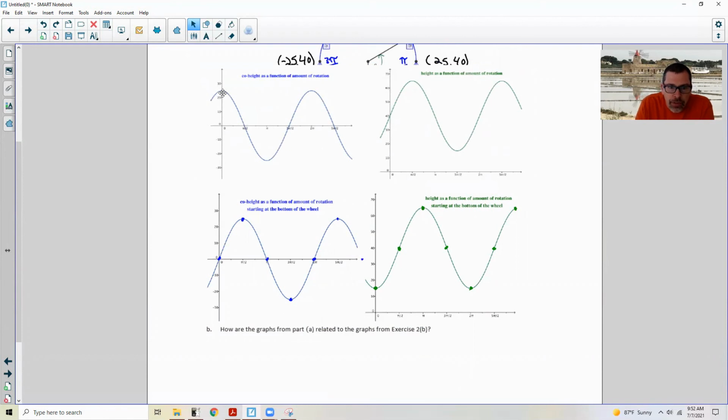So from here, this function got shifted to the right pi over 2, and this function got shifted to the right of pi over 2. Nothing else changed. So that's what we would say: the graphs from part A and the graphs from exercise 2B translated horizontally pi over 2 units to the right.